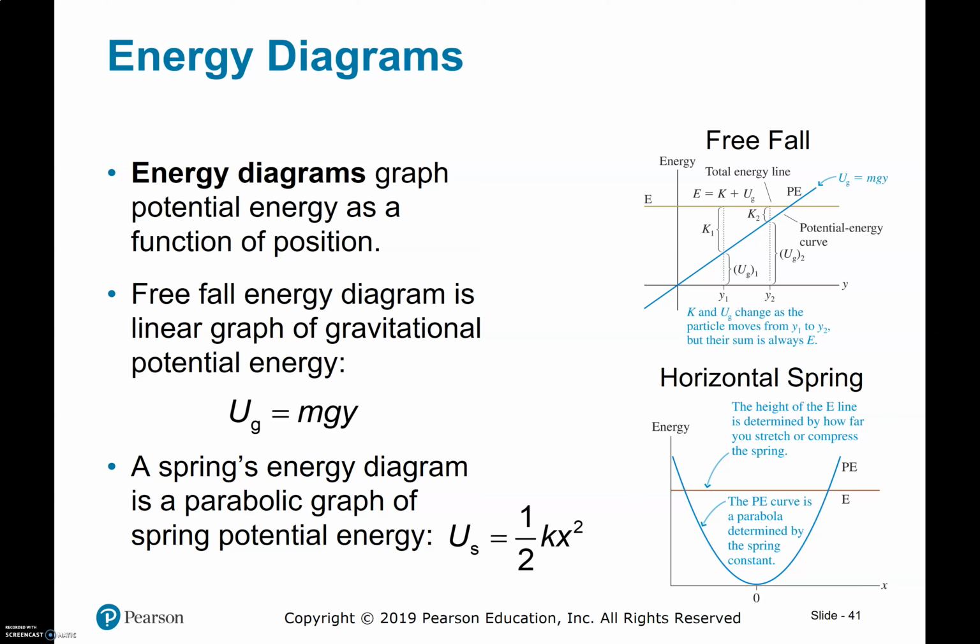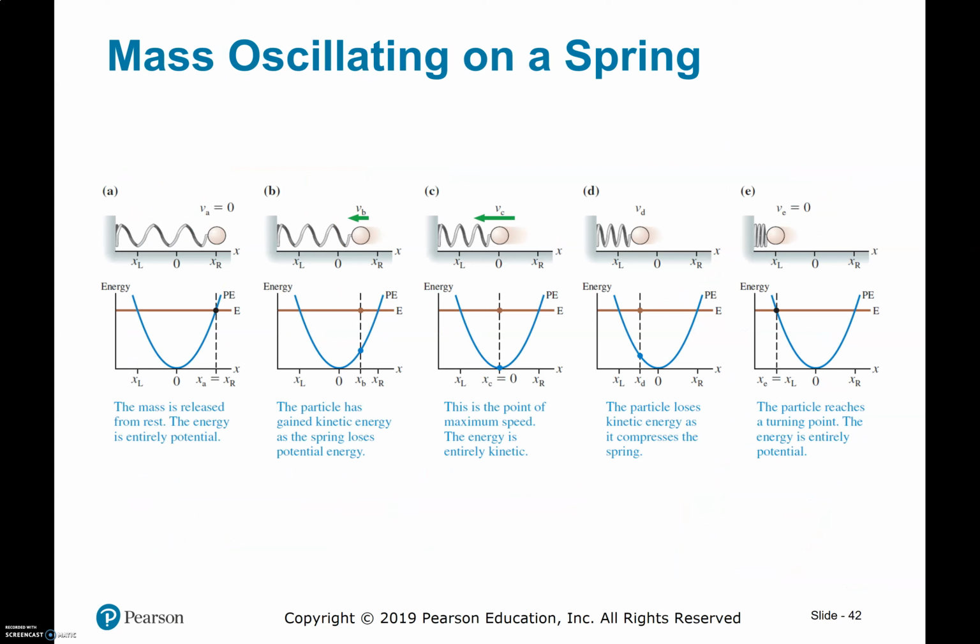So let's look at energy diagrams. One way that we can visualize the energy is to plot the total energy here and the position here. And then we can plot different types of energy. For instance, if we were to plot the elastic potential energy, it would be a parabola like this. If we were to plot the gravitational potential energy, it will be a straight line in a plot like this. These energy diagrams are useful to understand what the system is going to do.